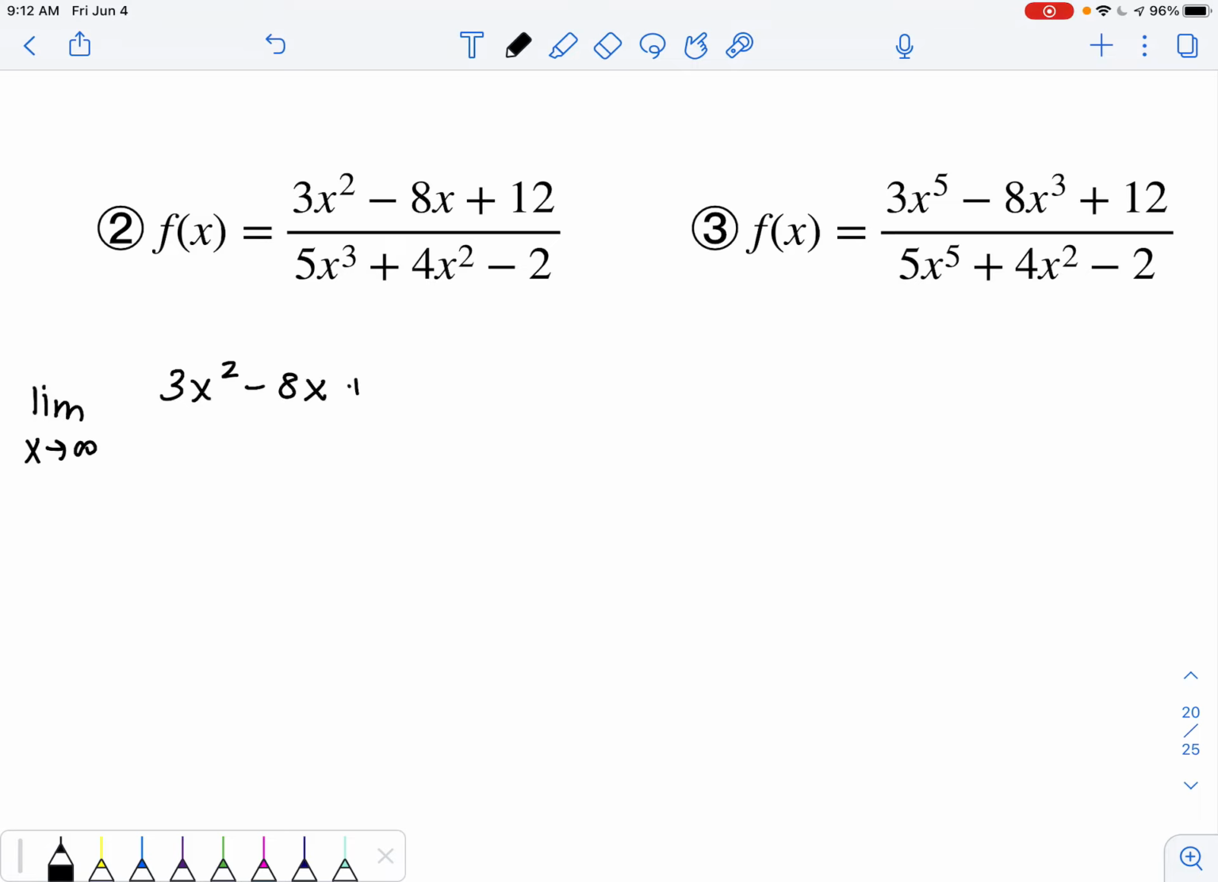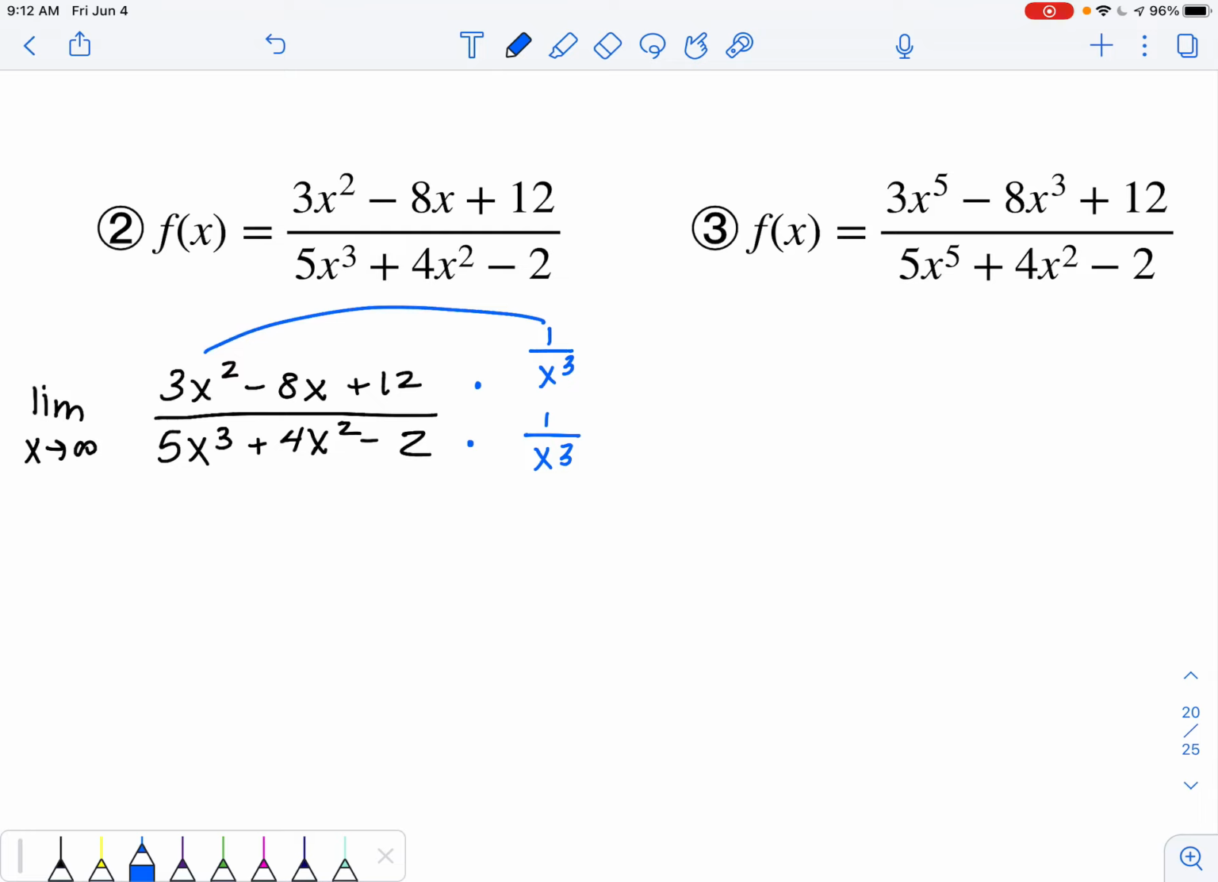Okay, so we have the limit as x approaches infinity of 3x squared minus 8x plus 12 all over 5x cubed plus 4x squared minus 2. So now the trick for properly taking these limits, and how to actually know why the answers are what they are, is that we're going to manipulate this. We're going to multiply the numerator and denominator by 1 over the highest power of x that you see in the whole problem. So here we're going to multiply top and bottom by 1 over x cubed. And we're going to distribute that to each part of the fraction.